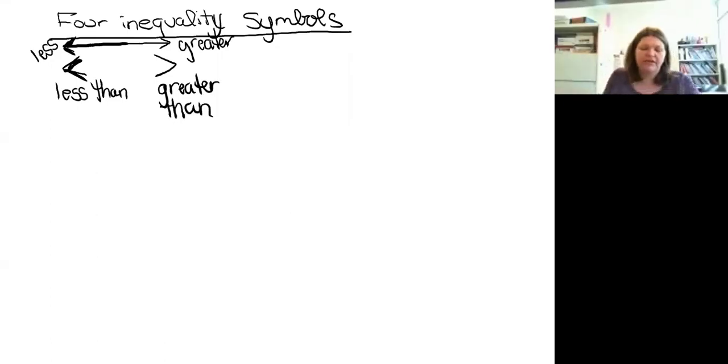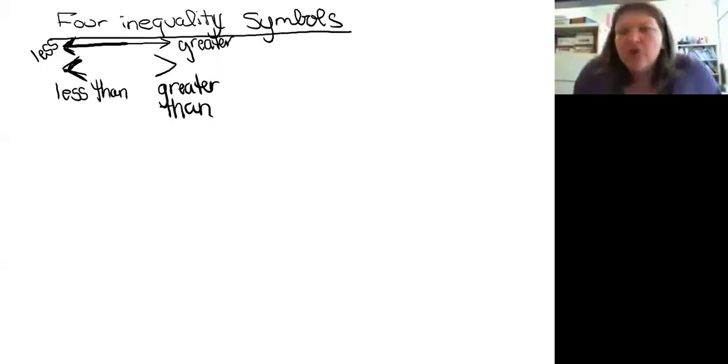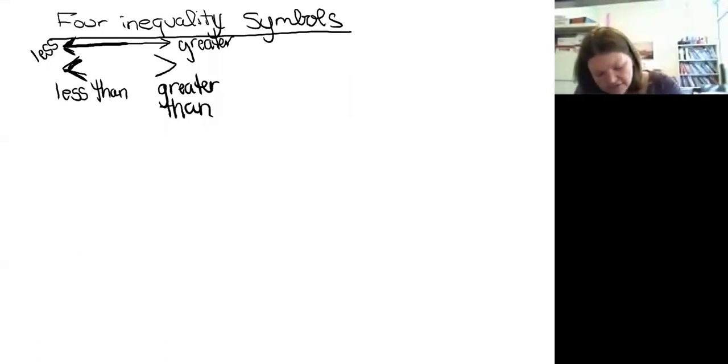Okay, so I said there were 4 inequality signs. What else could there be besides less than and greater than? Well, there's also the ones that have the little line underneath. They look almost exactly the same. It still looks like a less than symbol, but it also has a little line underneath. And this one allows for equivalence. We're saying it might be less than or it might be equal to. We call that the less than or equal to.